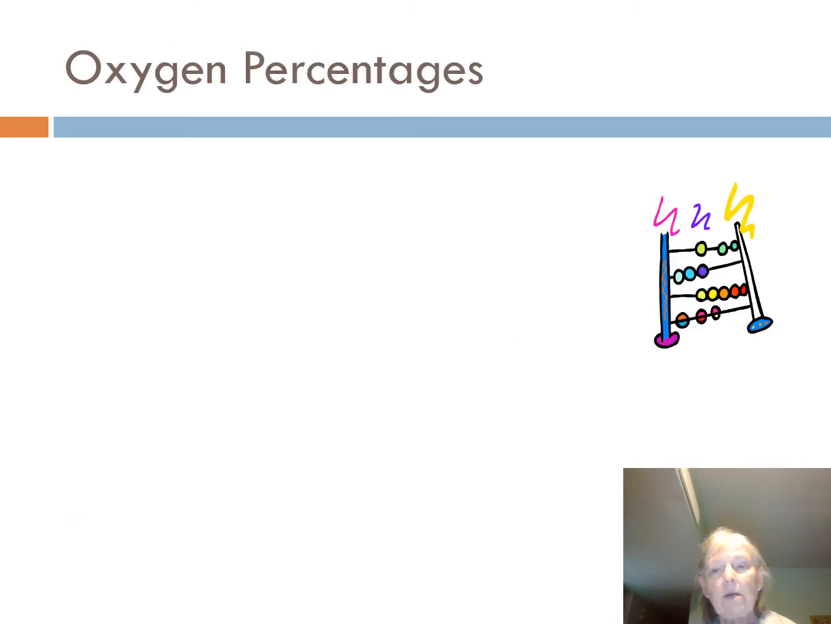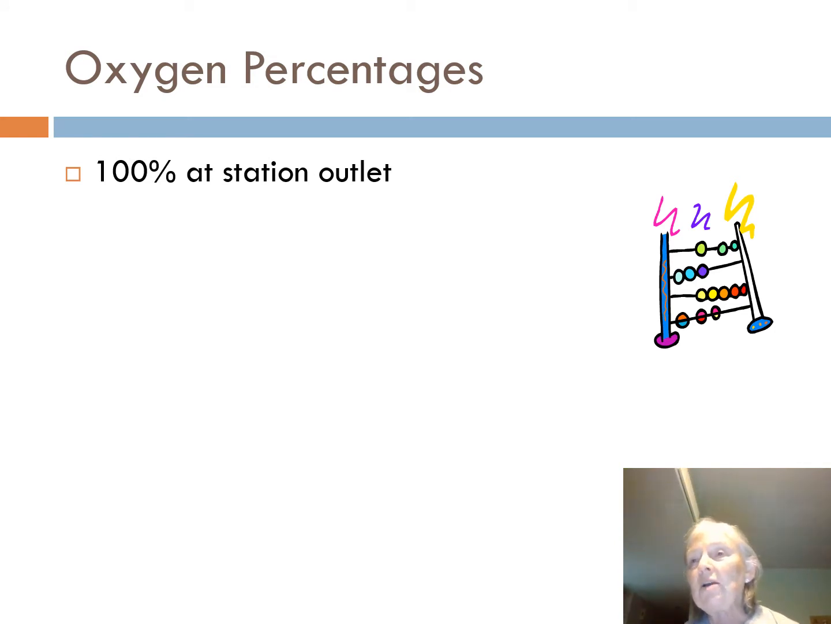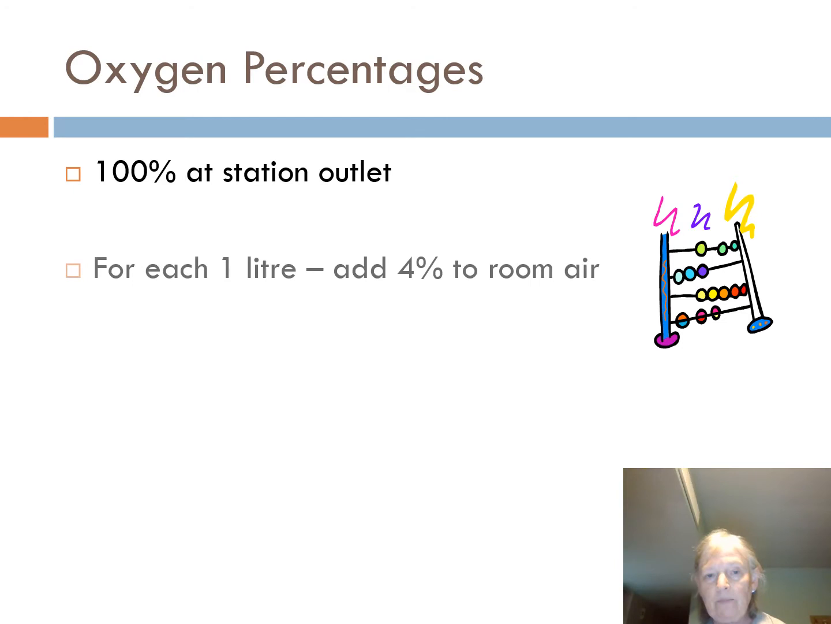Okay. So when we're trying to figure out what oxygen percentage we're delivering to a patient, one of the things we always have to remember is there's 100% oxygen coming out of the station outlet. What we're going to be diluting is that 100% oxygen. And basically what we do is we say for each 1 liter, we're adding 4% to room air.